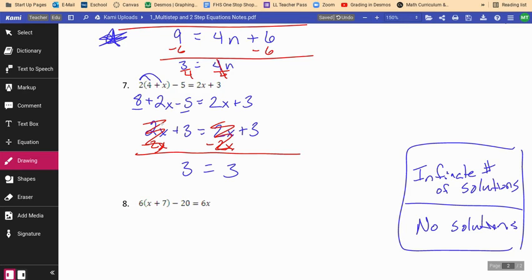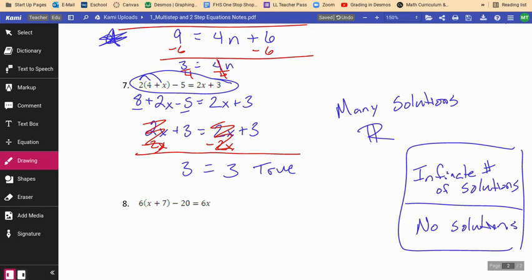So if your variables cancel completely and they go away, you're going to be left with a statement. Here it says 3 is equal to 3. That's a true statement. If that statement is true, then we are going to have many solutions. Basically it means that all real numbers are a solution. Any number I pick to plug into this equation would be true.